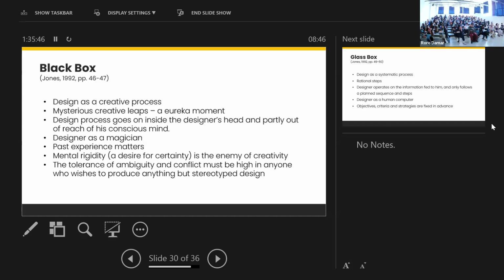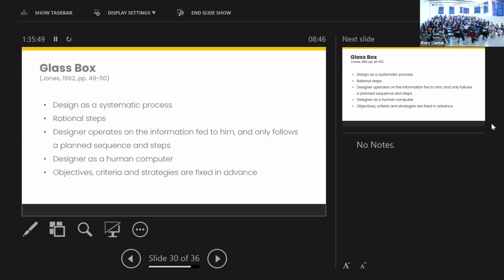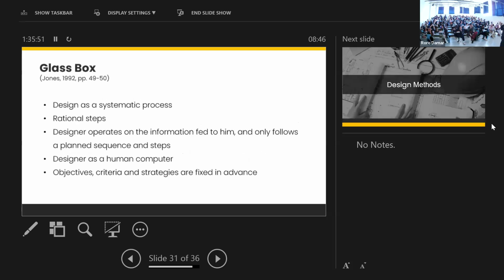So it is different with the glass box. Glass box means as if your head is glass and everyone can understand the way you think. So this is more rational, more systematic, more of a planned sequence. Probably there are some rules applied. Someone even mentioned that design is a human computer, meaning that there will always be a series of ways of thinking that can be objectified, that can be trimmed down into criteria.